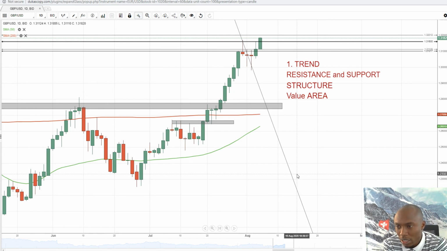So I will recap the things which you need to look at before taking the trade. The trend of the pair, is it a bullish or bearish trend? The resistance and support, the structure and the value area. Those are what you need to be looking at before taking a trade.